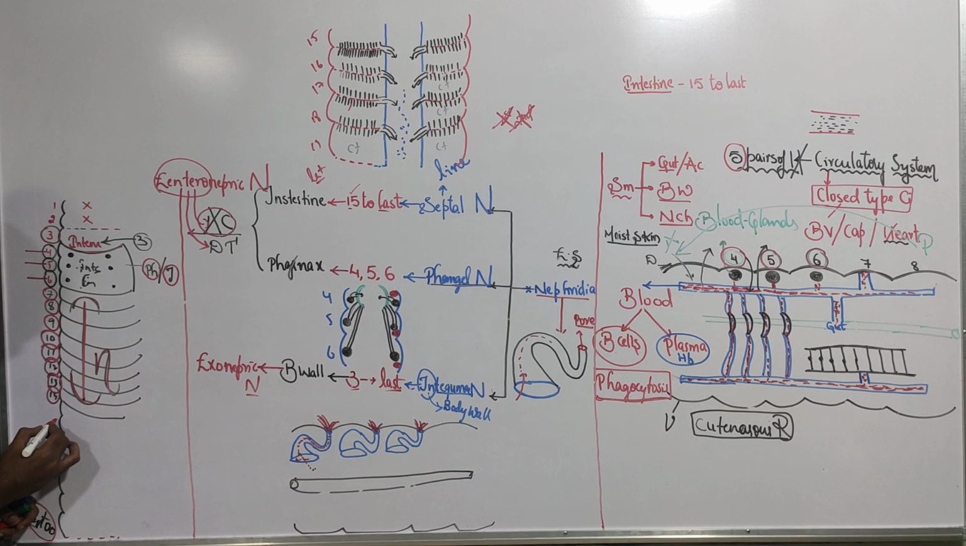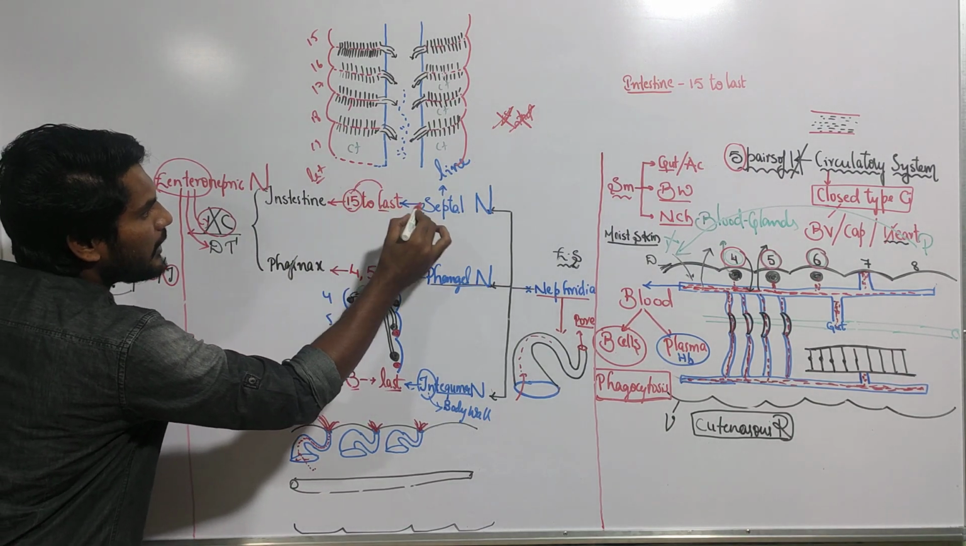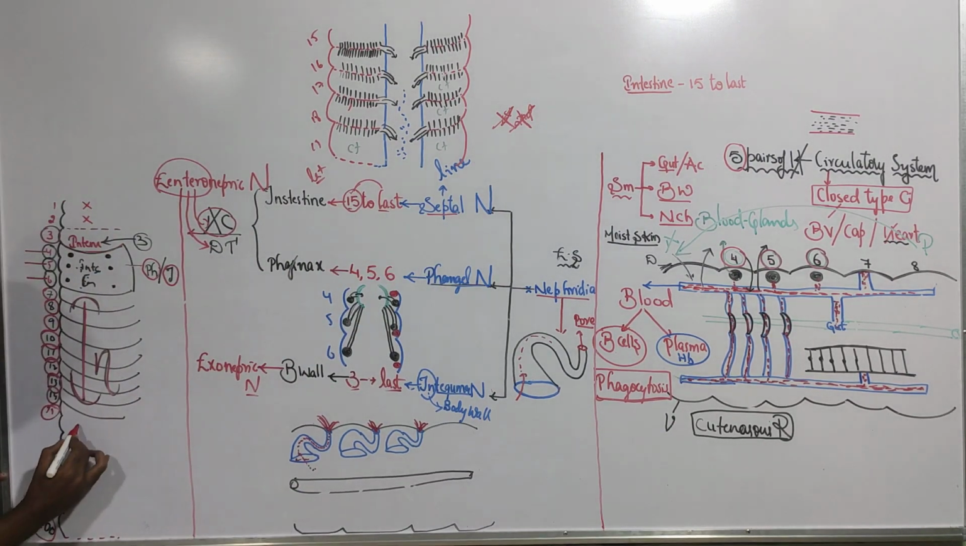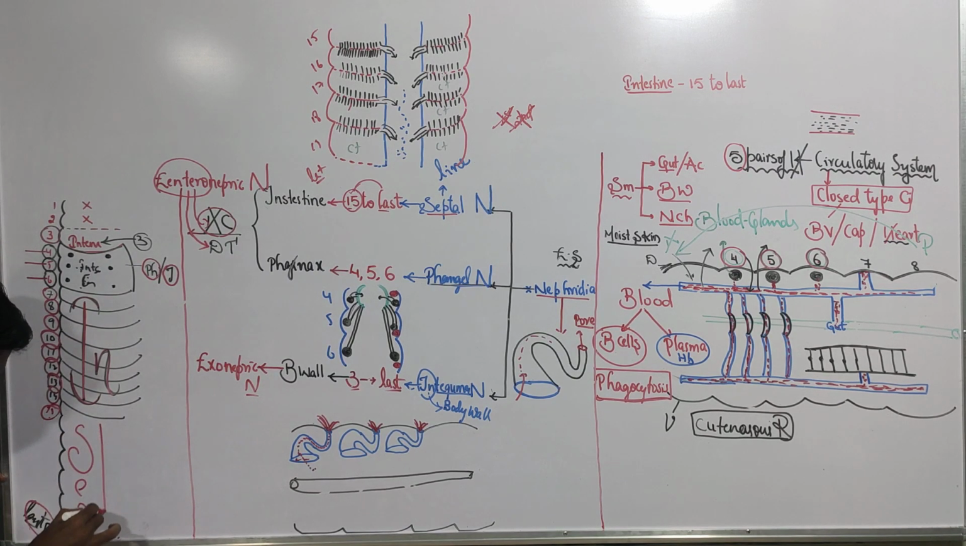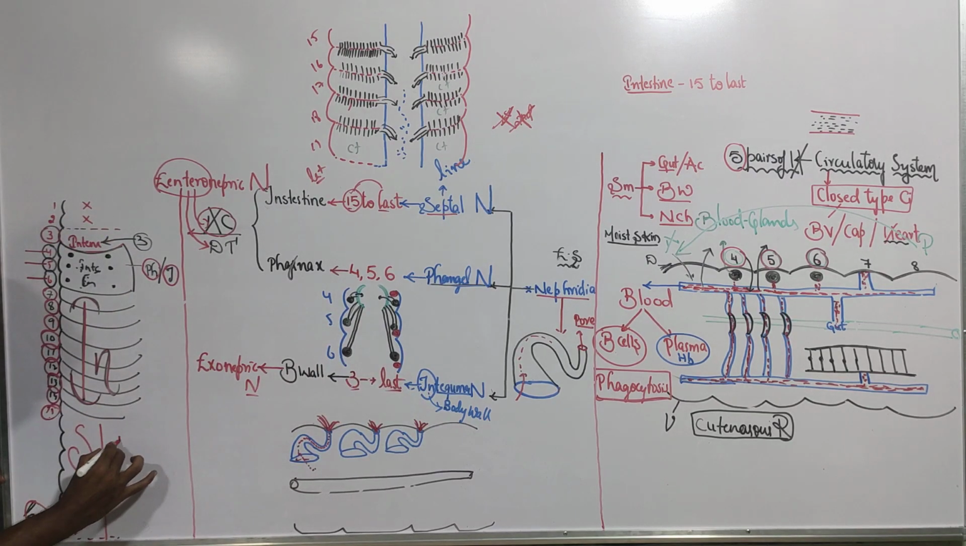Next, after the 14th segment, what is the segment? The 15th segment. From the 15th segment, we are going to see septal nephridia, from 15th to last. Integumentary nephridia are already present from third to last, so here also integumentary nephridia are present.